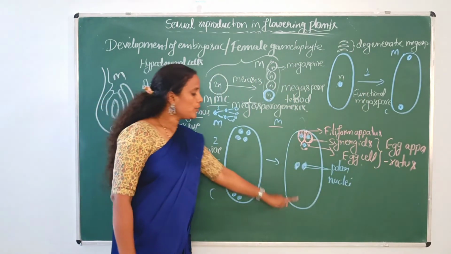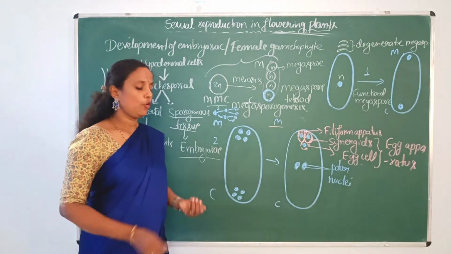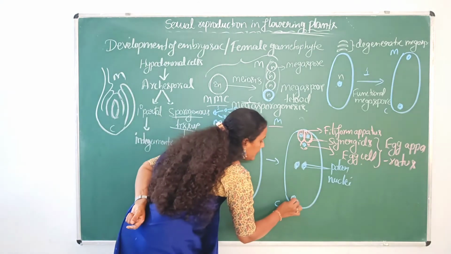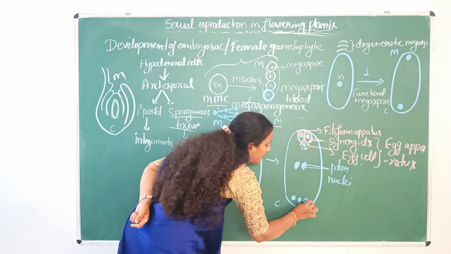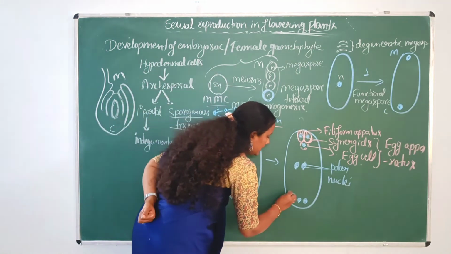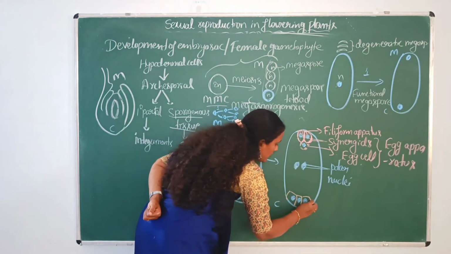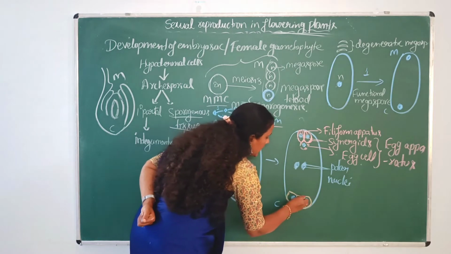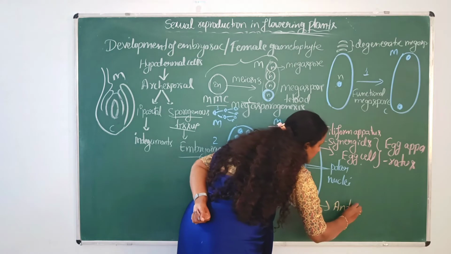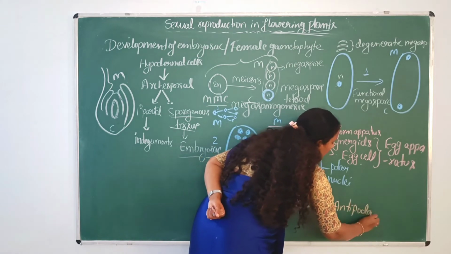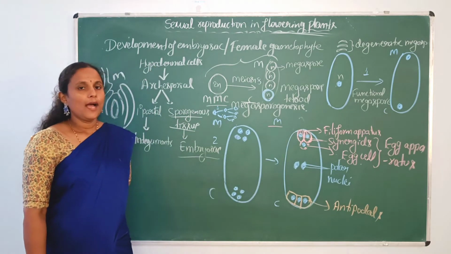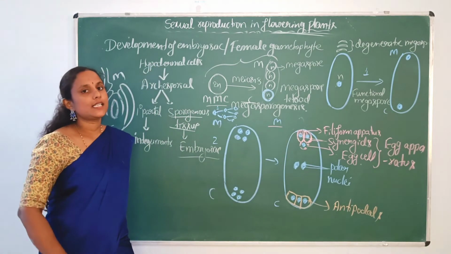And coming to the chalazal end. At the chalazal end also there are three nuclei, and these three nuclei develop cell walls, and these three cells formed at the chalazal end are referred as antipodals. And antipodals do not have any significant role. After fertilization, they will just degenerate.